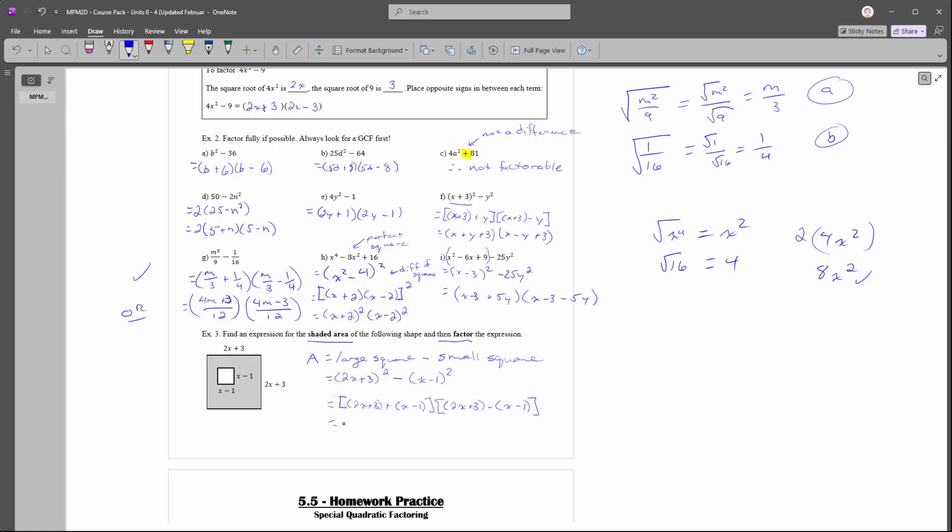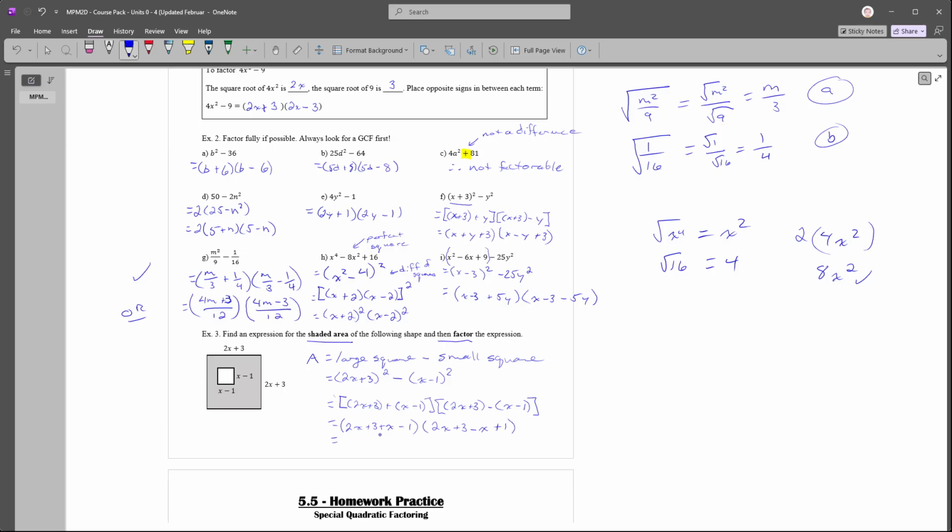Now we have to do the work. 2x, we're going to combine as much as we can. 2x plus 3 plus x minus 1. And over on the other side here, we have 2x plus 3. But that minus applies to both of those terms. It gets distributed. So that means it's going to be minus x plus 1. Careful.